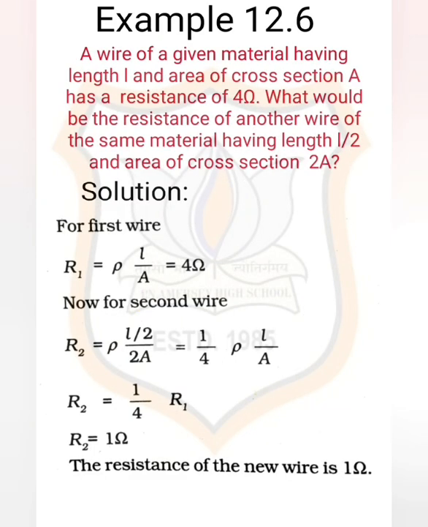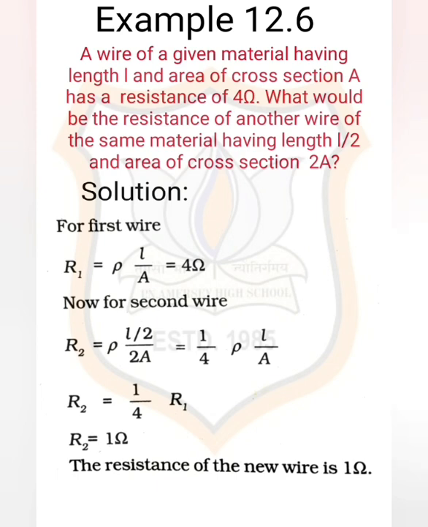Next, example 12.6. A wire of given material having length L and area of cross section A has a resistance of 4 ohms. What would be the resistance of another wire of the same material having length half, that is L upon 2, and area of cross section twice, that is 2A?